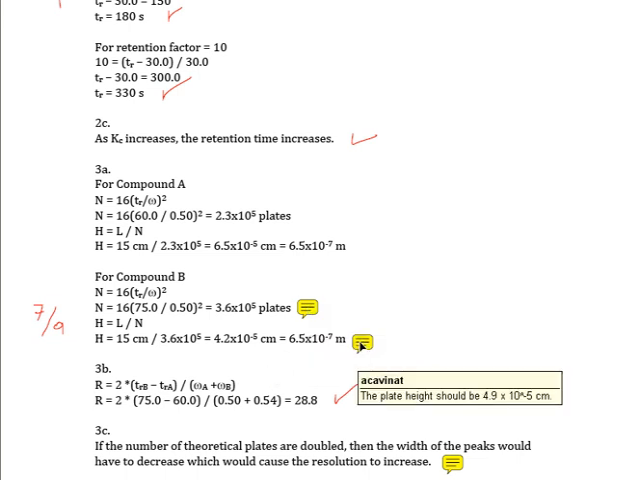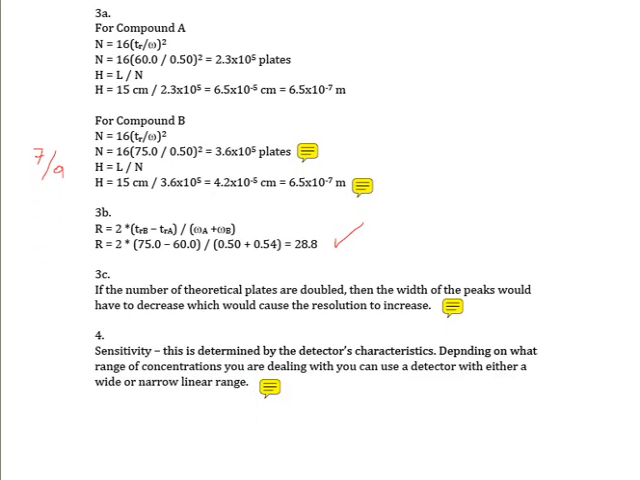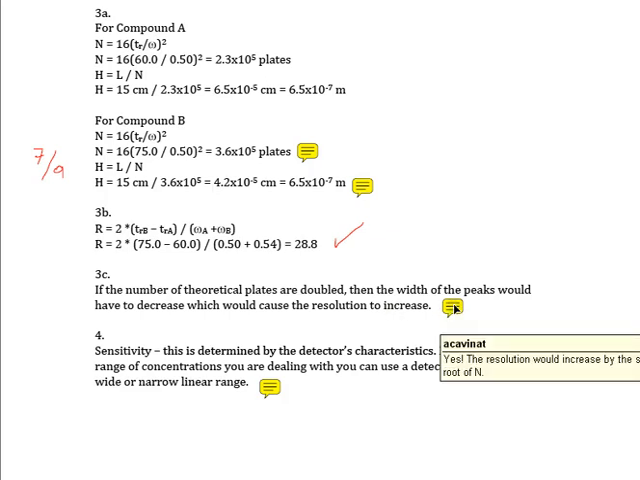And then right here, because the number of plates was incorrectly calculated, the numerical value for the plate height was also incorrect, but the setup of the problem was right. And then for 3C, the resolution would indeed increase with the number of theoretical plates, but remember that it will increase by the square root of n and not directly with the number of theoretical plates.